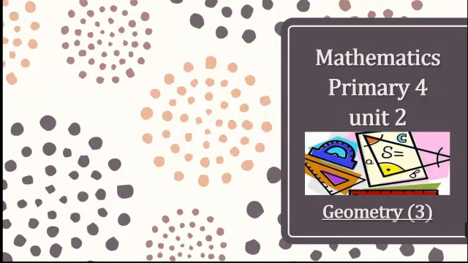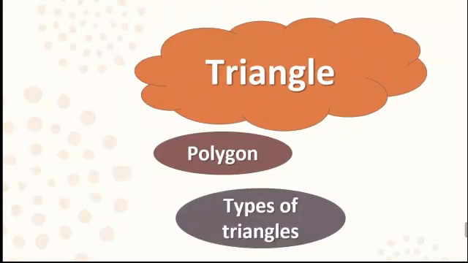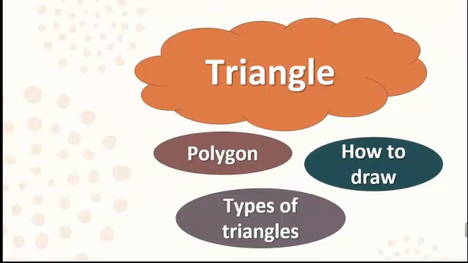Today we are going to complete our Unit 2. It's about geometry. We are going to take Lesson 3. It's about triangles. Let's start together. We are going to take the triangle as a polygon, and then we are going to introduce the types of triangle, and then we are going to know how to draw the triangle.